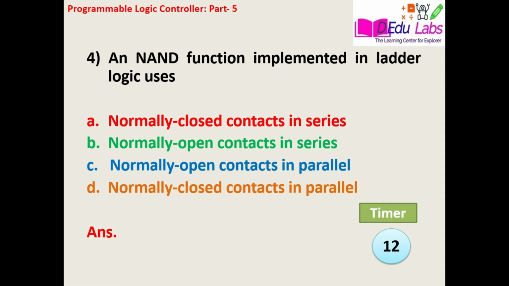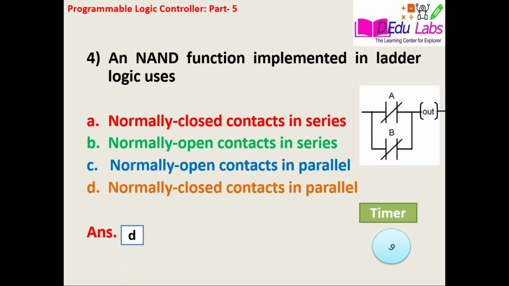The answer is normally closed contacts in parallel. See, as shown in the figure, the input A and input B switches are connected in parallel. And see here, input A and input B, both switches are normally closed switches. So here the answer is normally closed contacts connected in parallel when you implement the NAND function in ladder logic. So the answer is option number D.